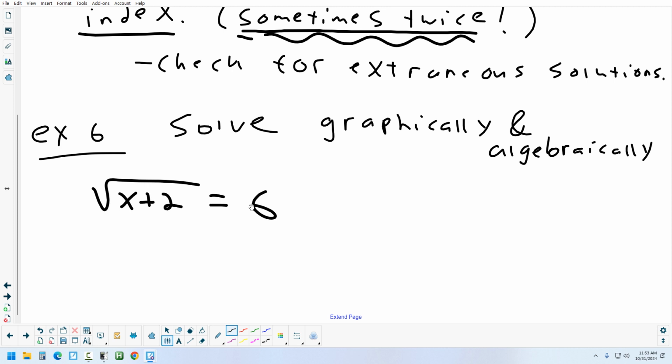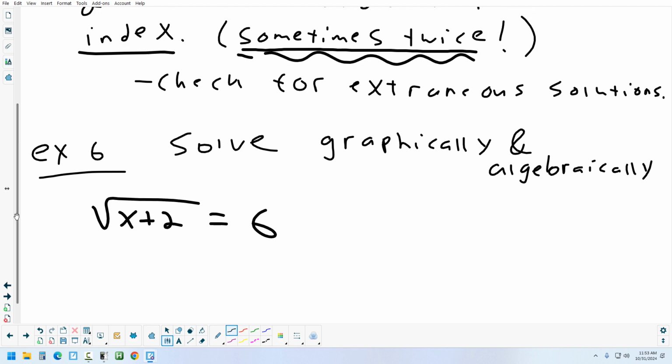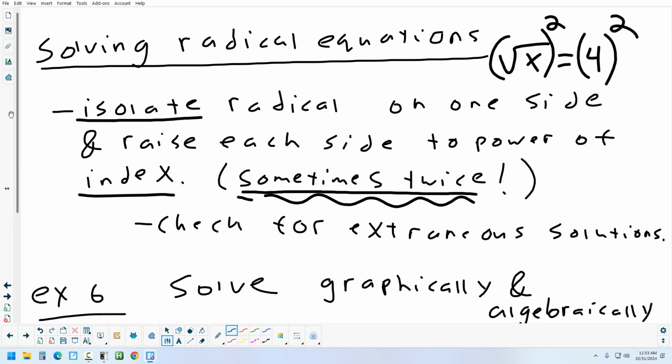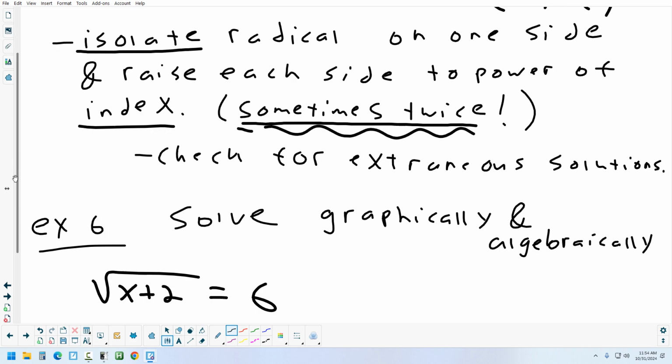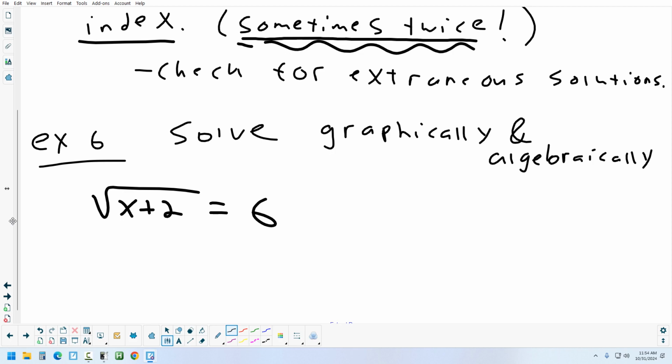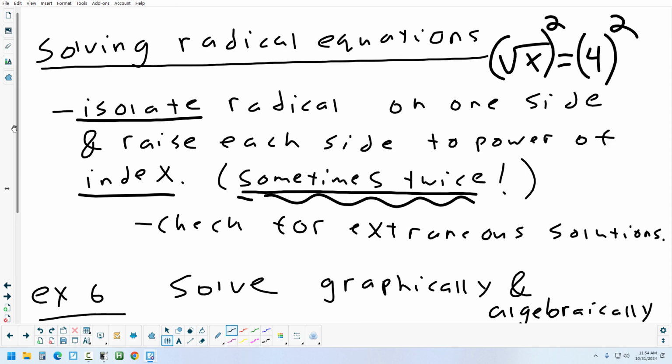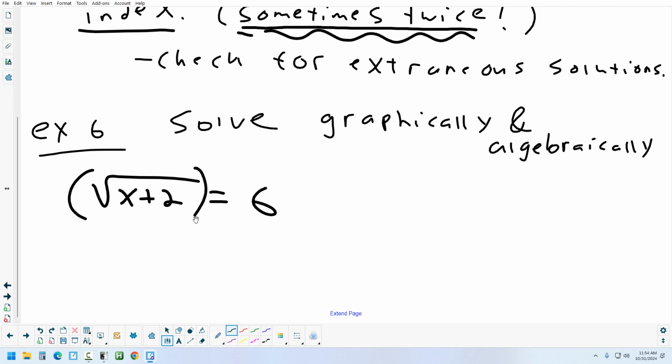Square root of x plus 2 equals 6. First question, is the radical isolated on one side? Yeah, this is not isolated. That is. So now it says raise each power to the index. So square each side.